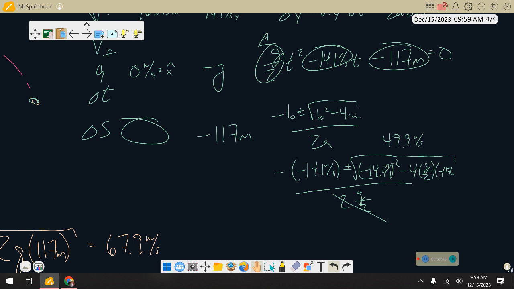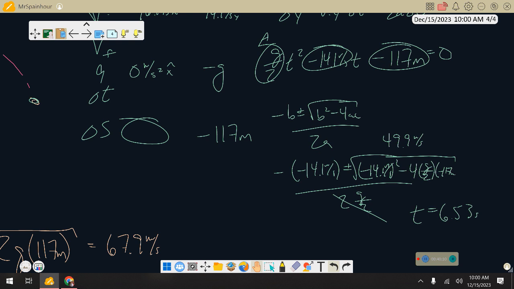Then you'll notice this is going to be a positive here in just a second. So I could add, I could subtract, but you'll notice if I subtract, I'm going to get a negative time. Obviously, that can't help us. So I'm going to take 14.1 plus 49.9, then divide by 9.8, and I get 6.53 seconds. You are welcome to find the other time, but as I mentioned before, it's going to be negative and unhelpful.